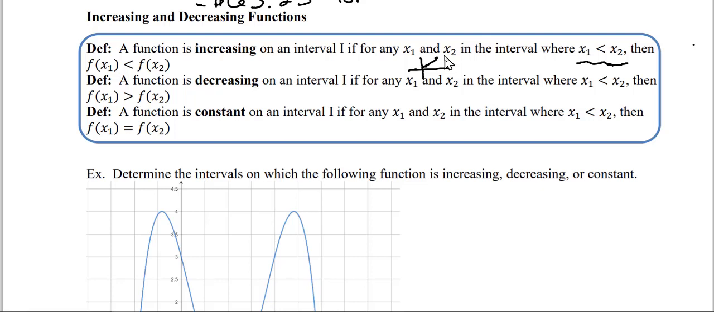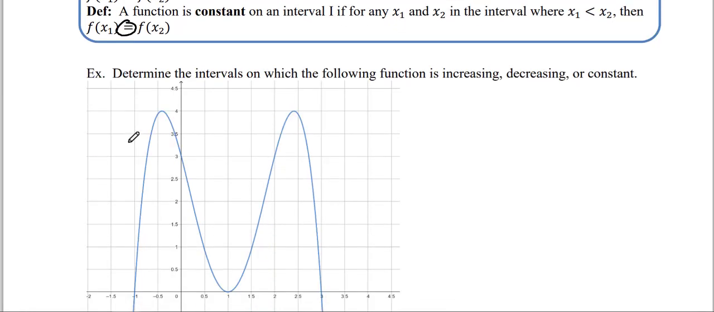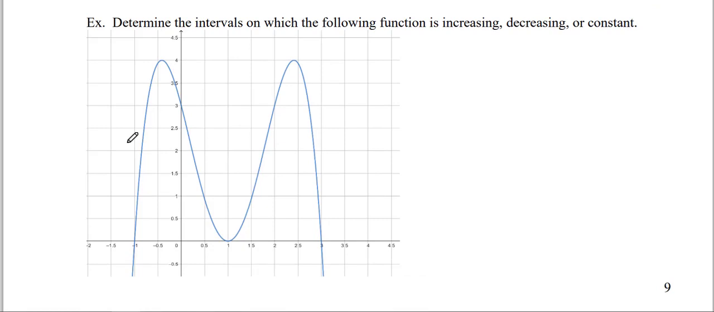Decreasing is similar, except that as you move from left to right, from x1 to x2, the function goes down because the second value has a smaller y value. And then constant, of course, is equal. Let's take a look at an example here. Hopefully that's not a surprising definition to you, what it means for a function to be increasing. As you move from left to right, going up is increasing.